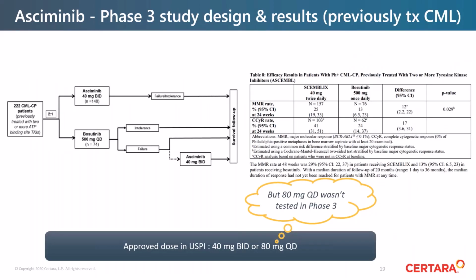Another interesting learning from the Asciminib program. So here is the design of the phase 3 study. Asciminib 40 milligram BID was evaluated versus standard of care, but they were able to get 2 dosing regimens approved in the USPI, 40 milligram BID and 80 milligram QD. But 80 milligram QD wasn't tested in phase 3. How did they do that?